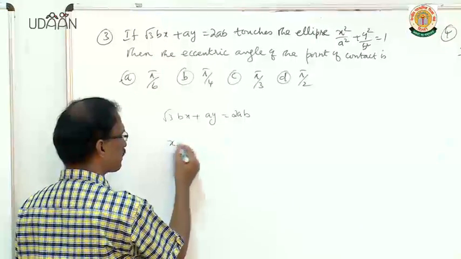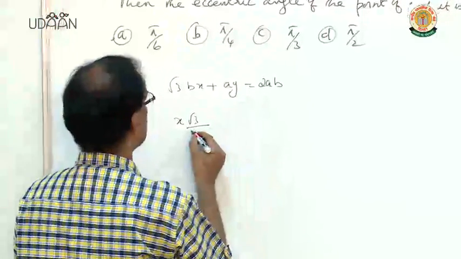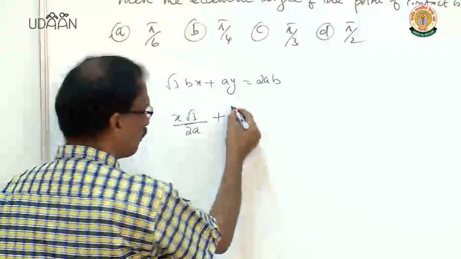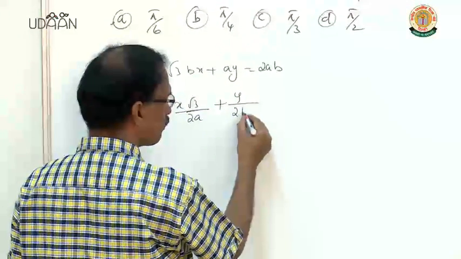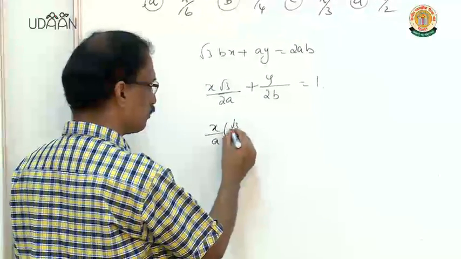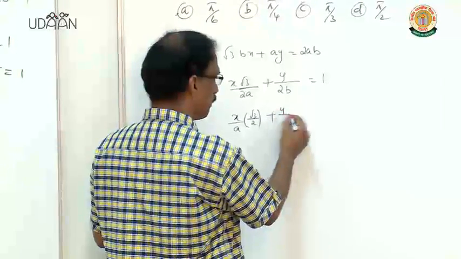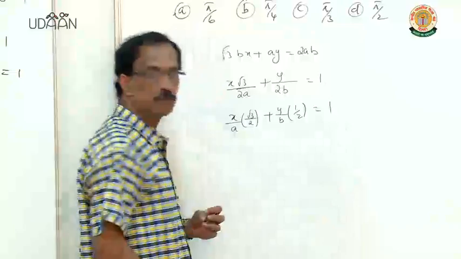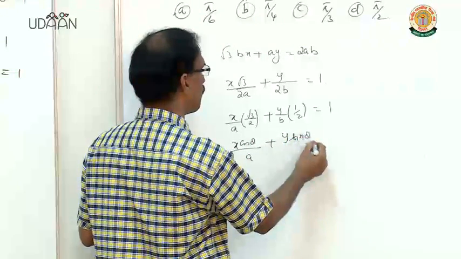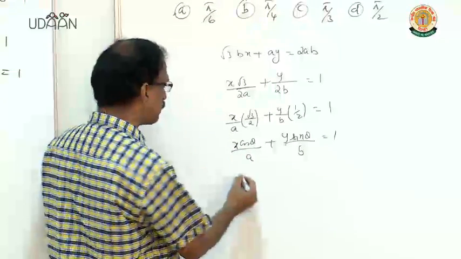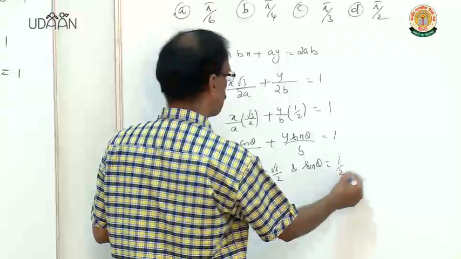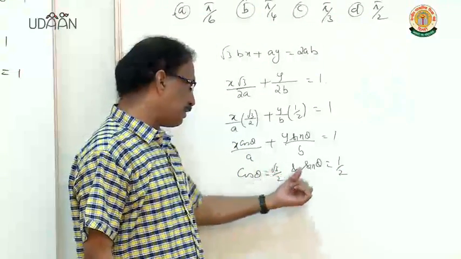So we get x root 3 by 2a, if you are dividing, the b's get cancelled, so you get 2a, plus y by, 2ab means y by 2b equal to 1. Or this can be written the other way around, x by a into root 3 by 2 plus y by b into 1 by 2 equal to 1. It looks like x cos theta by a plus y sin theta by b equal to 1. So cos theta equals root 3 by 2 and sin theta equals 1 by 2.